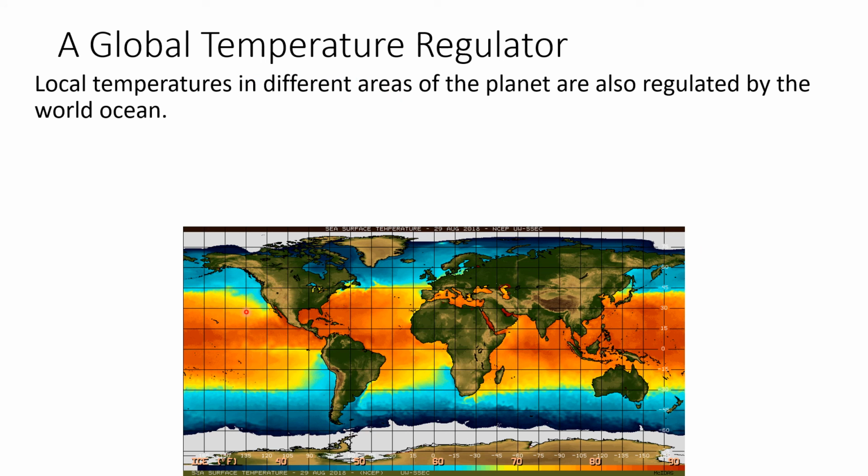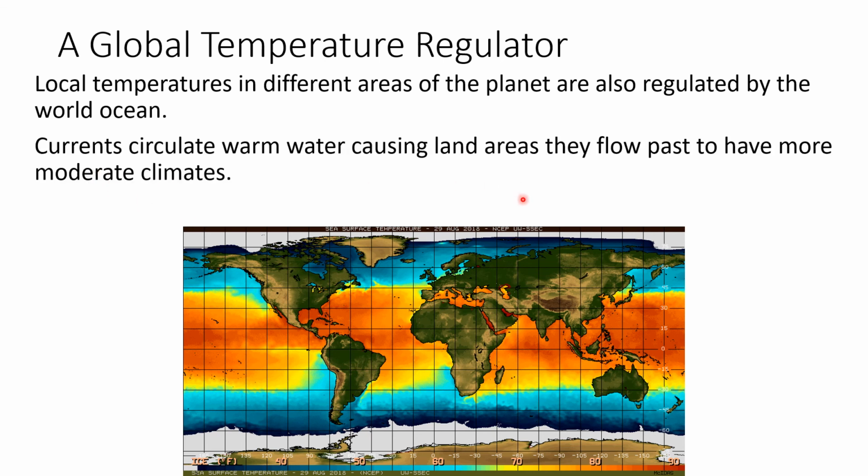All right, so the local temperature in different areas on the planet is also regulated by that world ocean. Northern California, a lot of times will stay cooler in the summer than other places that are inland away from that. Certain places in South America is very cool down here. It's also kind of dry as a result, not as much evaporation. Currents circulate warm water, causing land areas they flow past to have more moderate climates.